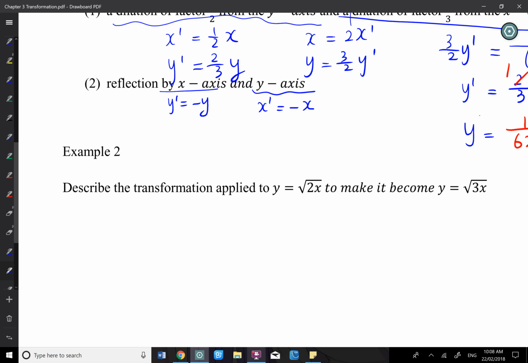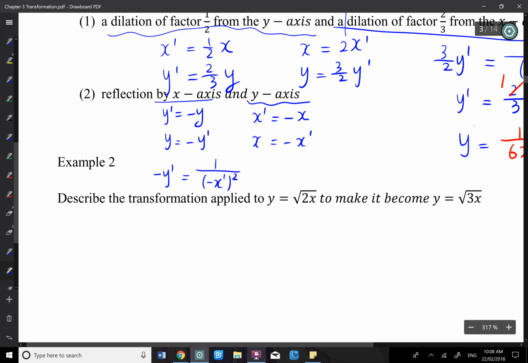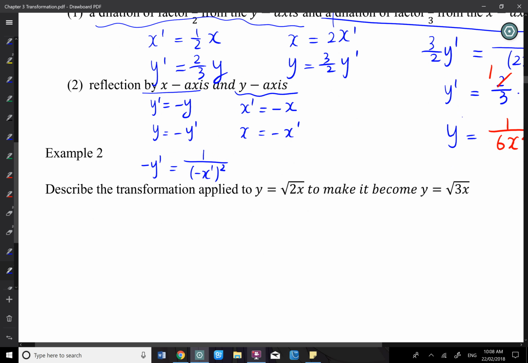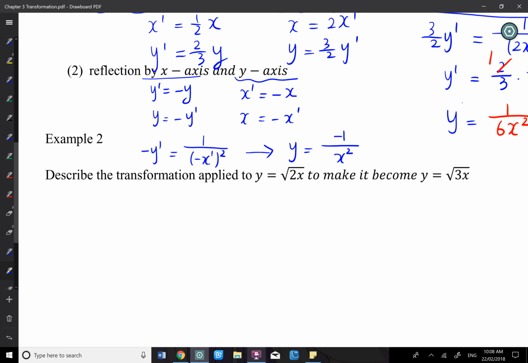What I have, I'll make that to be the subject. So y will be minus y dash and x will be minus x dash. What I have, I will make that to be the subject. So minus y dash equals to 1 over minus x dash bracket squared. That will give me y equals to minus 1 over x squared. The minus x bracket squared becomes x squared. The negative just goes.